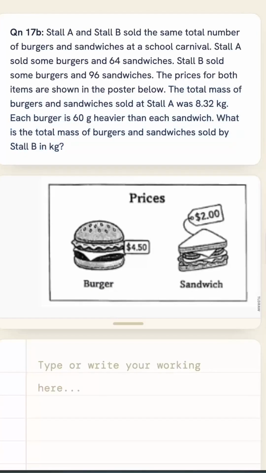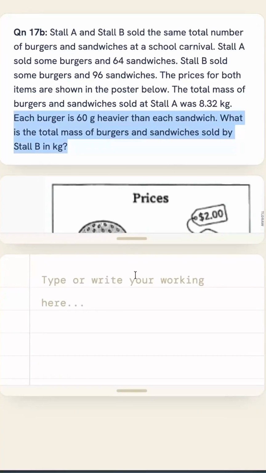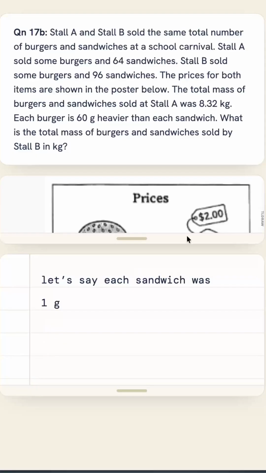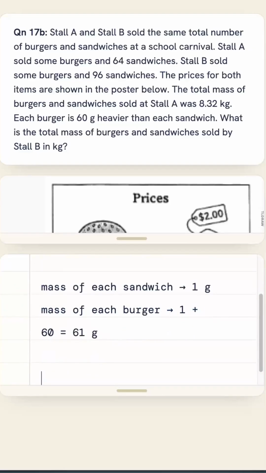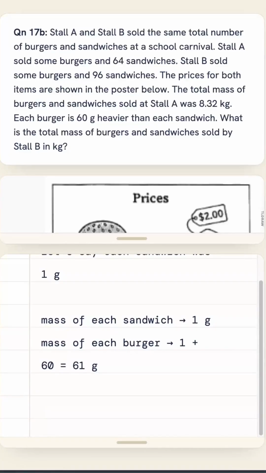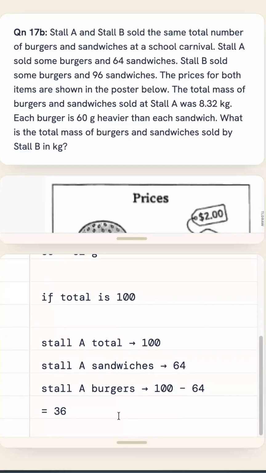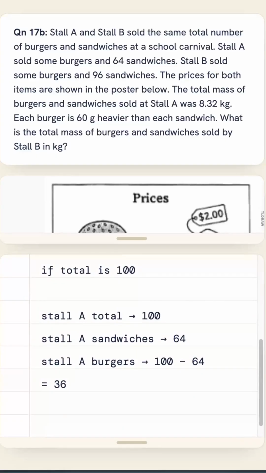All right, question 17, part B. It says here the total mass of burgers and sandwiches sold at stall A was 8.32 kg. Each burger is 60 grams heavier than each sandwich. What is the total mass? Okay, similar to what we went through just now, let's say each sandwich is 1 gram. So that means each sandwich is 1 gram and each burger is 61 grams, right? Now, if the total is 100, same thing as what we've done, that means sandwiches 64, burgers 36.